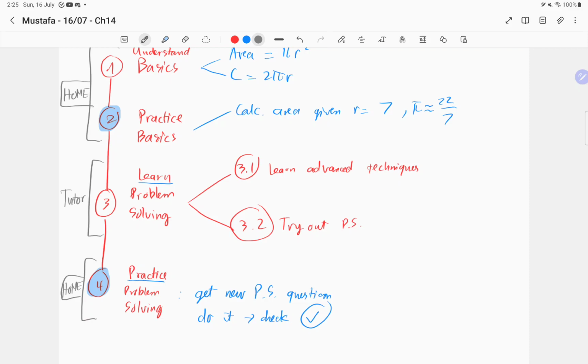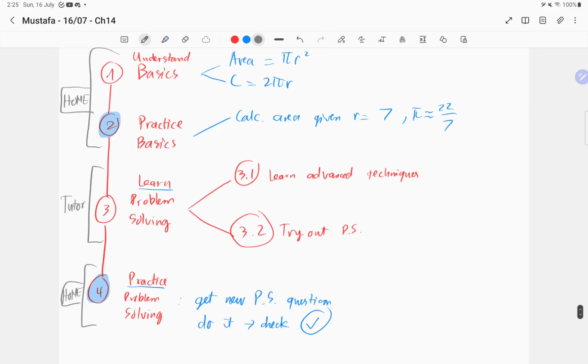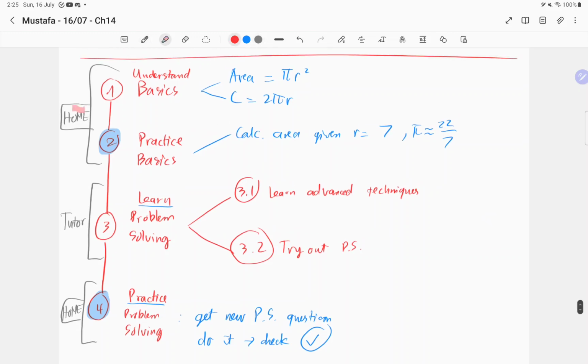I'll go through some challenging questions for chapter 14 first. And chapter 15, you're just starting, right? You don't know how you feel yet. So the goal for next week is, at home, for chapter 15, you have to do the first 2. So try to understand the basics and practice the basics, aka do the questions in the textbook. And I will have to tell your mom about this plan as well, so that she'll be able to give you a bit of a push.